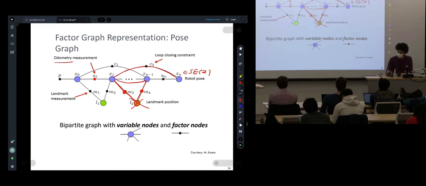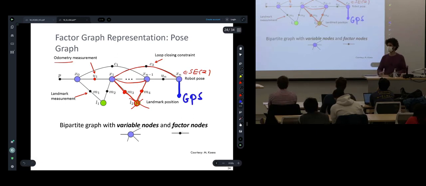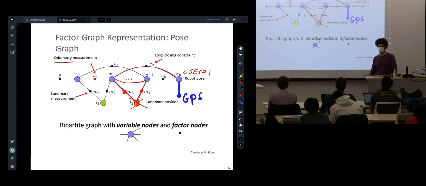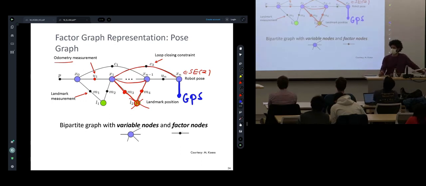GPS. If you have GPS, that will be a unary factor, because GPS is telling you your global position at any time. It is not a relationship between 2 variables. It's just for that time. What is an example of a non-GPS unary factor?